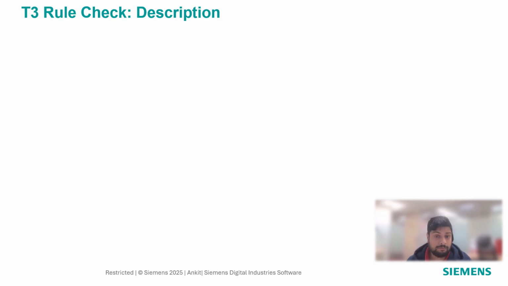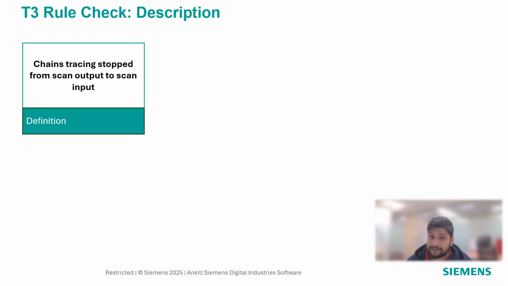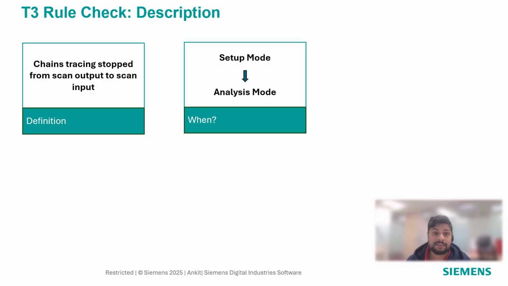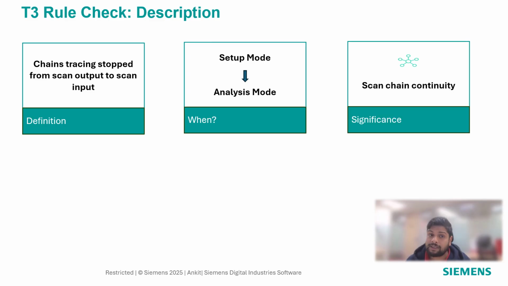The shift procedure must create a sensitizable path from the scan chain output back to the scan chain input. An improperly sensitized gate in the scan path causes an error condition which the tool represents as a T3 DRC violation. When is T3 reported? T3 is reported when the tool is going from setup to analysis mode while scan chain tracing from scan output to scan input. The significance of T3 is the scan chain continuity is broken. Some part of the scan path is not connected, blocked, or misconfigured.